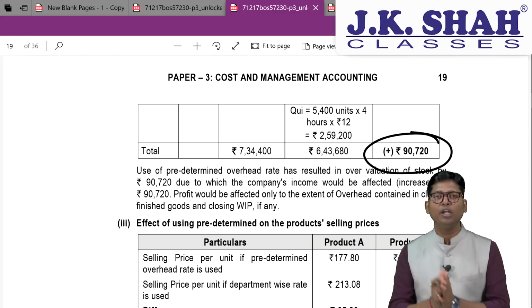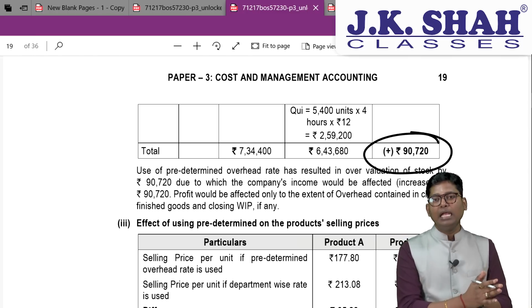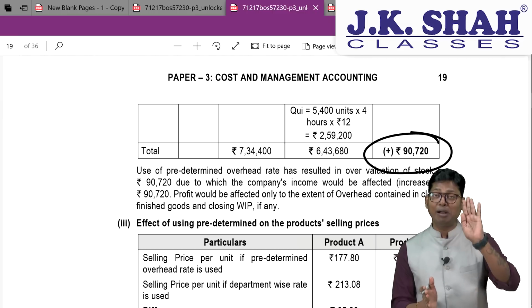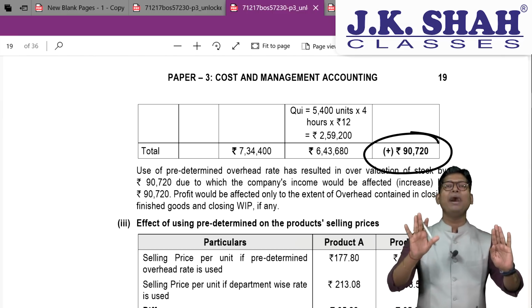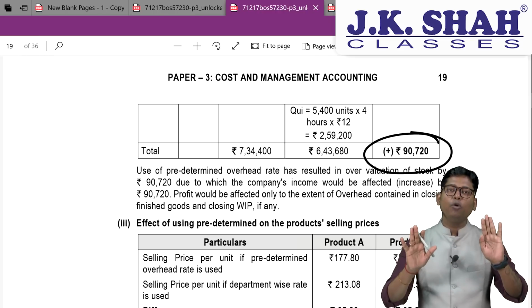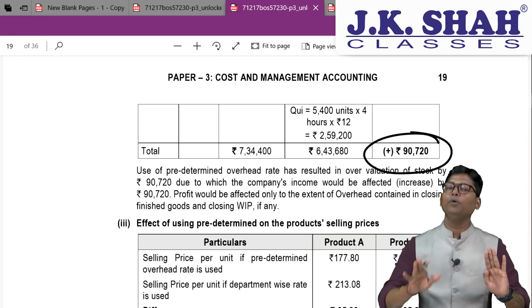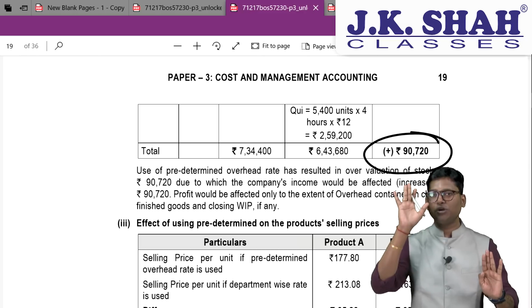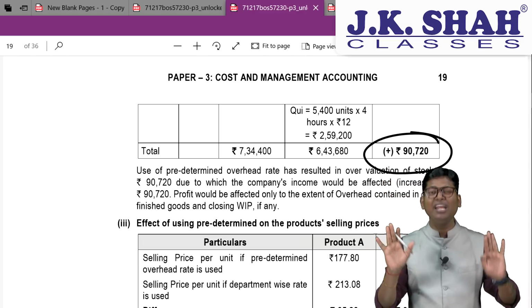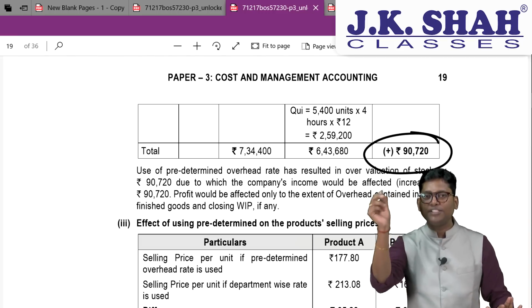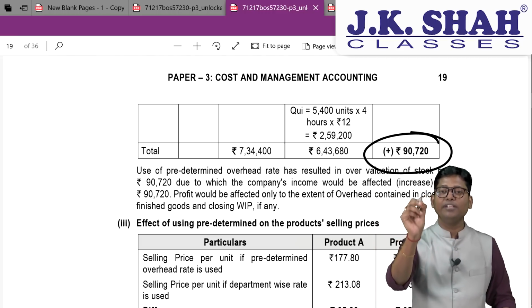It is something totally out of track. No question before this RTP covers this kind of adjustment. They have given you the company's rate and the department's rate. We computed the total value of closing stock using the company's rate. Again, we computed the total value of closing stock inventory using the department rate. We simply calculated the difference. If the difference is negative, that is to be deducted. If the difference is positive, that is to be added.